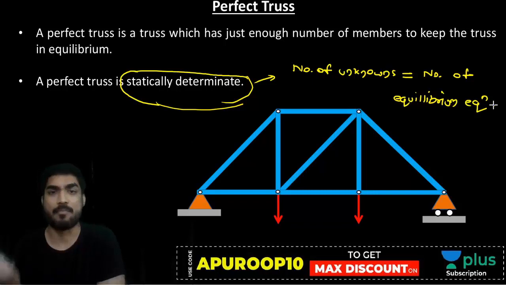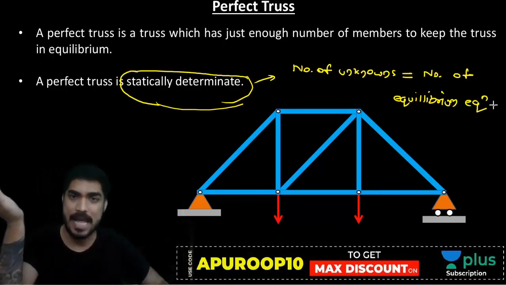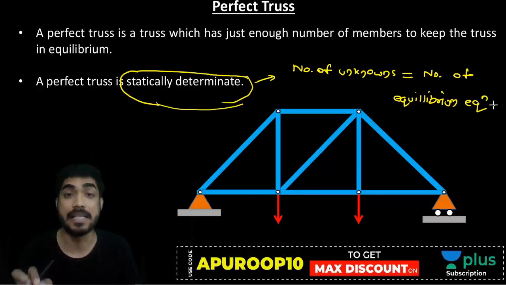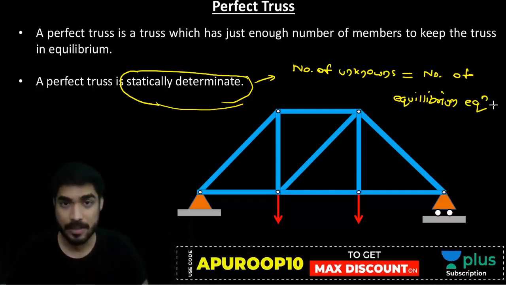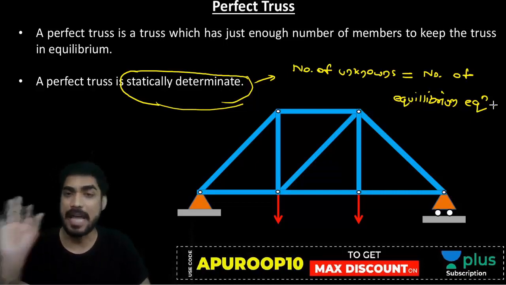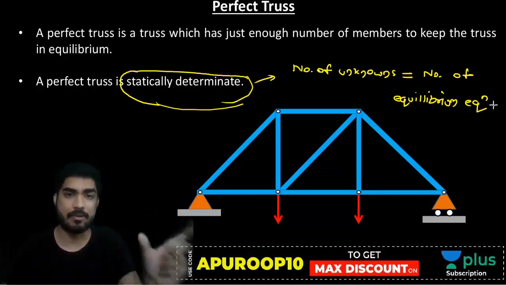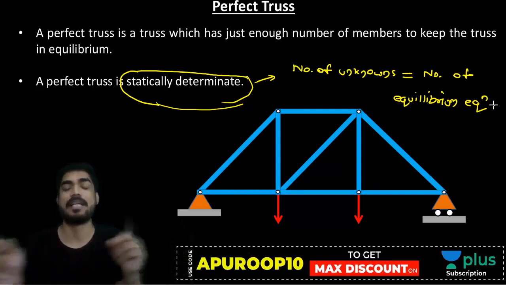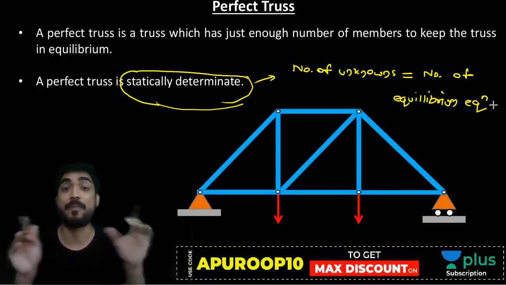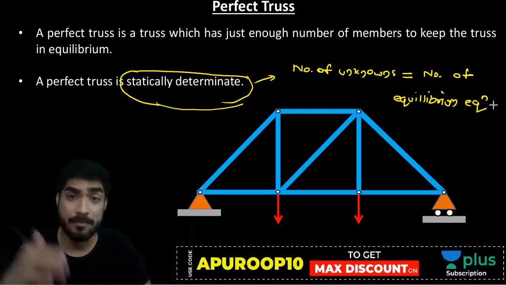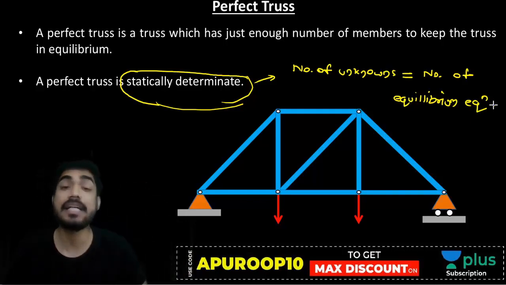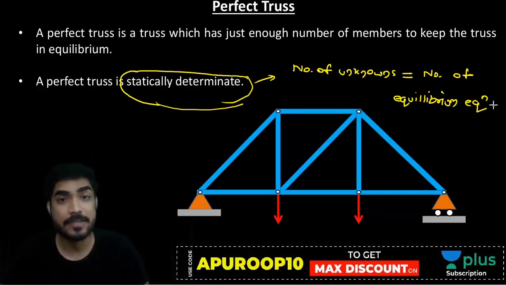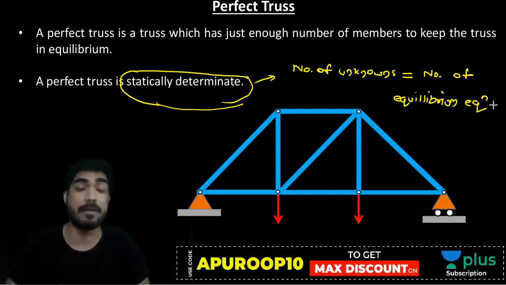If the number of unknowns is more and number of equilibrium equations is less, then it is known as statically indeterminate. So my friend, a perfect truss is statically determinate. It means if you have 10 members and 10 equilibrium equations, then it will be a determinate truss, meaning a perfect truss. But if you have more members and fewer equations, then it will become statically indeterminate. Statically indeterminate means you have more members.